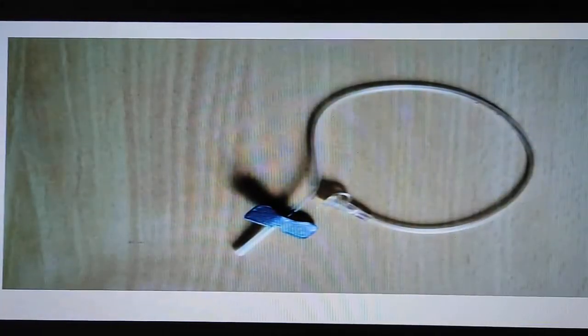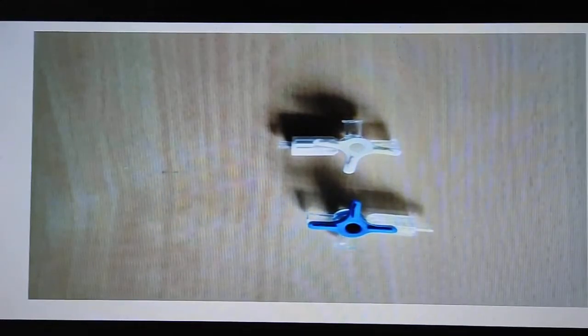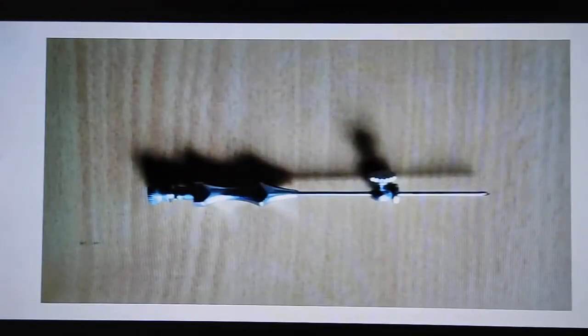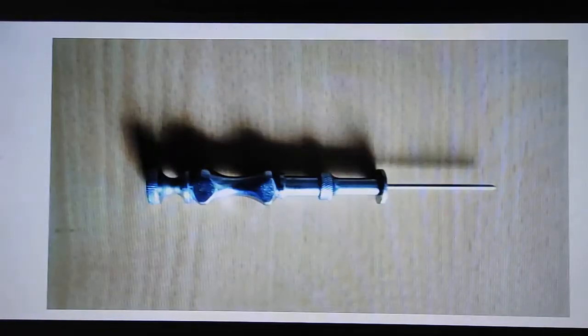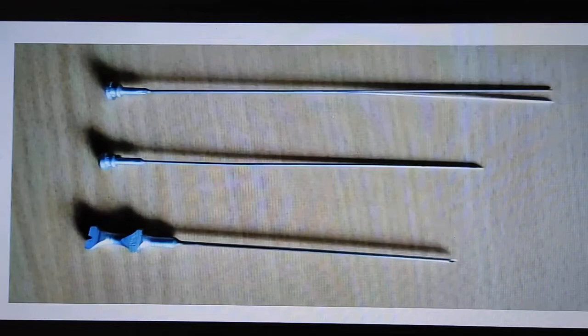This is IV cannula or Gelco. This is scalp vein set or butterfly set. This is tuberculin syringe. This is 3-way cannula. This is Lux tongue depressor. This is Salah's type of bone marrow aspiration needle. This is Klima's type of bone marrow aspiration needle. This is lumbar puncture needle. This is set of Vim Silverman biopsy needle.